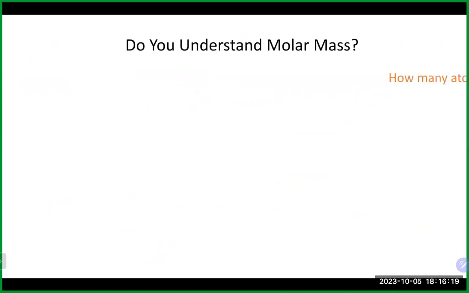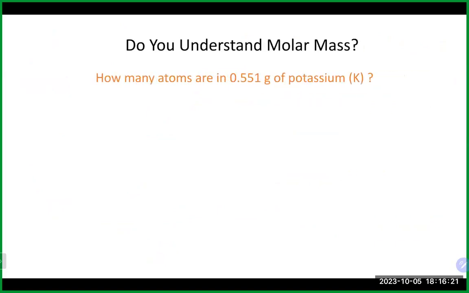All right, so we did some examples, let's do a few more here just to make sure. How many atoms are there in 0.55 grams of potassium? We look at potassium on the periodic table, 39.10, I hope so. Yeah.